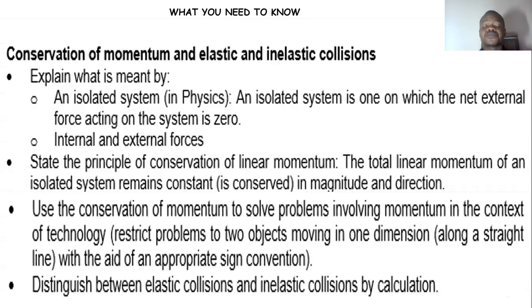So now we are still doing momentum, and we still talk about an isolated system. So we know that an isolated system is a system in which the net external force acting on the system is 0. And then we must still be able to talk about what we mean when we talk about internal as well as external forces.